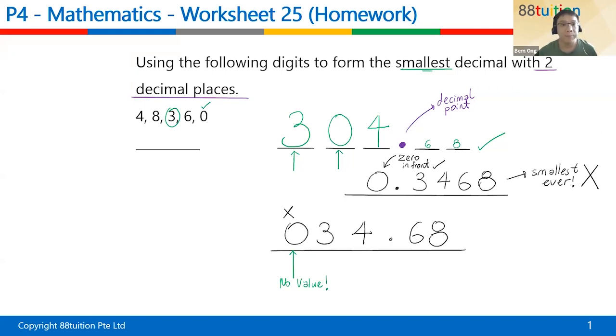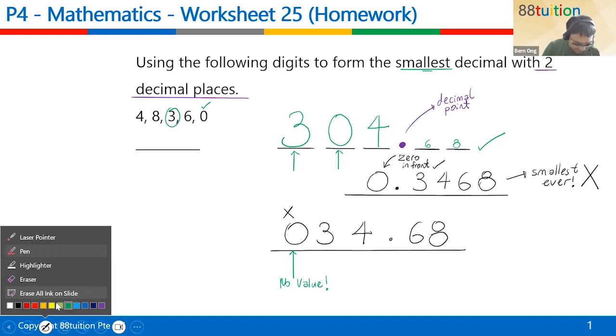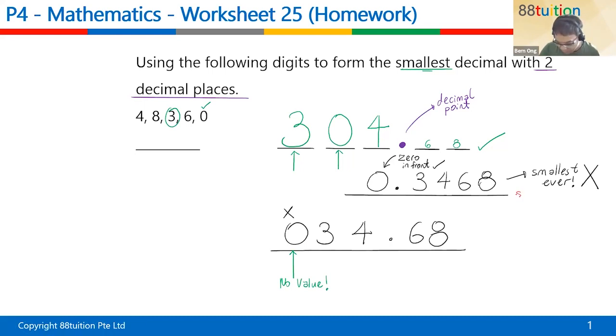304.68. Can Darius understand or not? Okay, so the question just wants 2 decimal places. If the question asks for a smallest decimal, and we have 4 decimal places, the smallest decimal with 4 decimal places, then Darius will be correct.